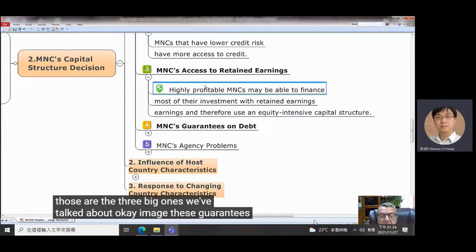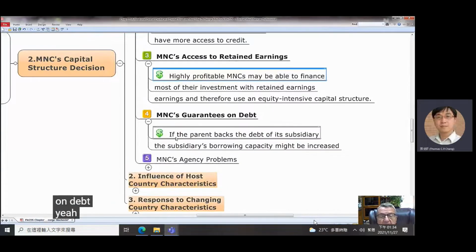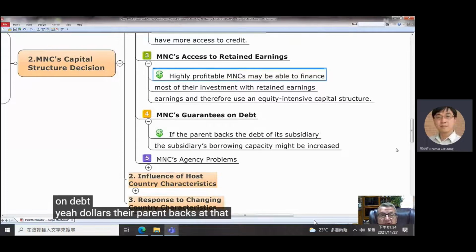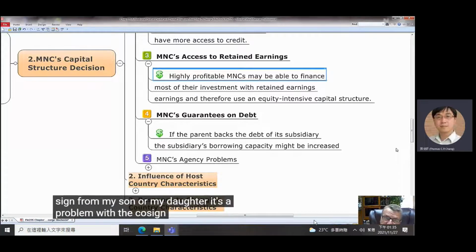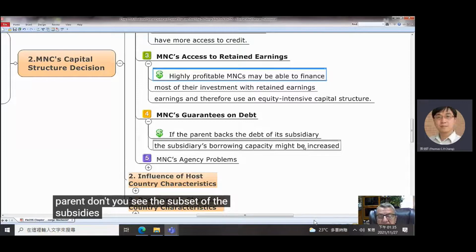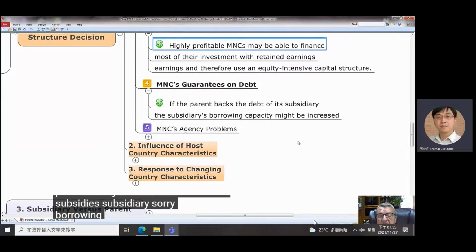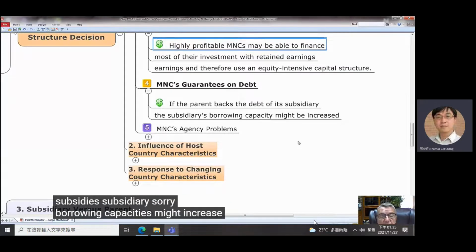Okay, MNC guarantees on debt. If the parent backs the debt, the larger corporation for the subsidiaries when it's taking out a loan, it's like a parent. I co-sign for my son or my daughter. It's a problem. If they co-sign, I pick up that debt. I'm part of the responsibility for the parent MNC. The subsidiaries' borrowing capacities might increase.